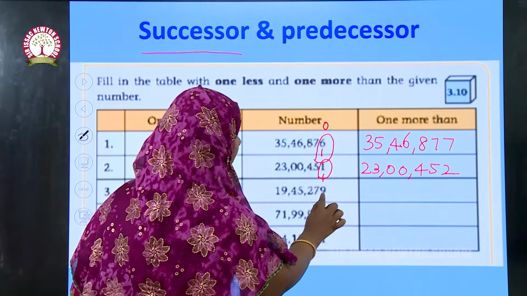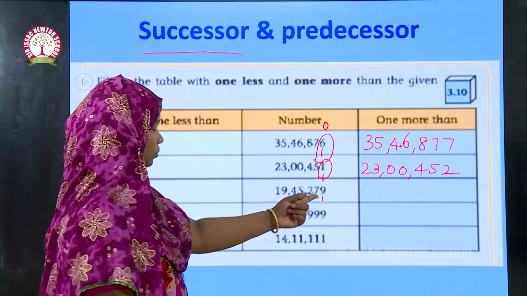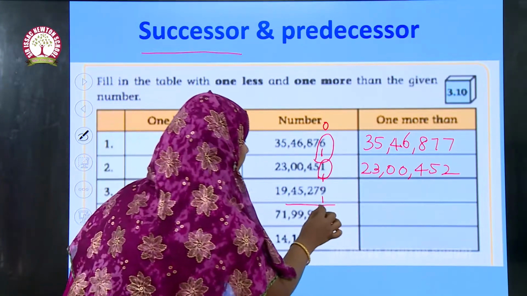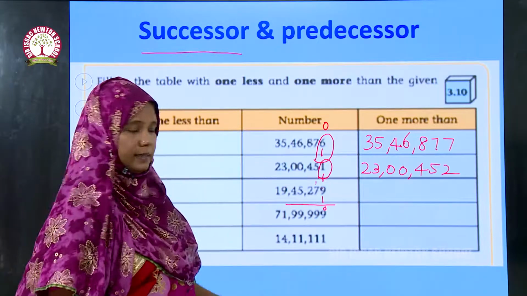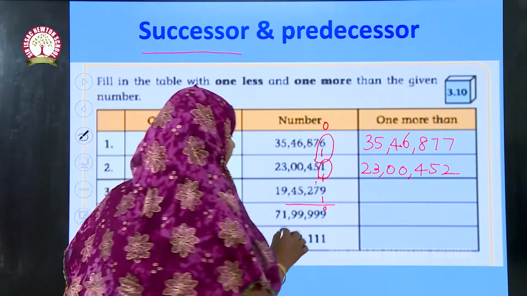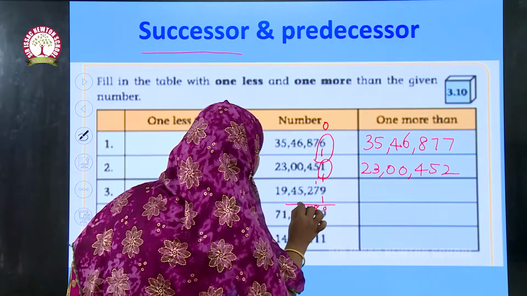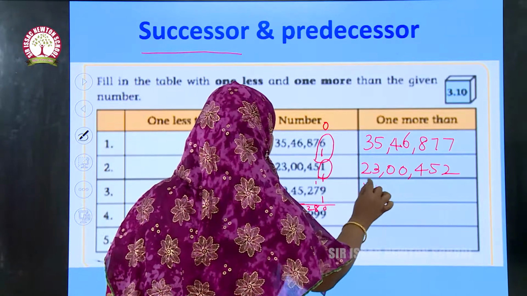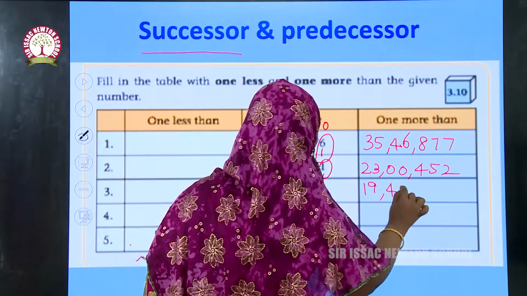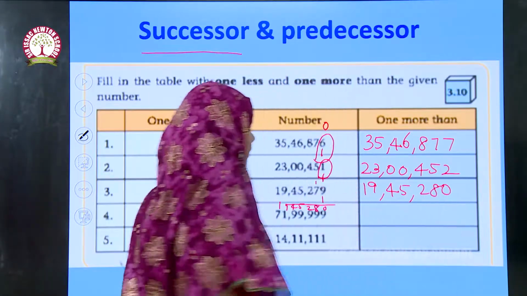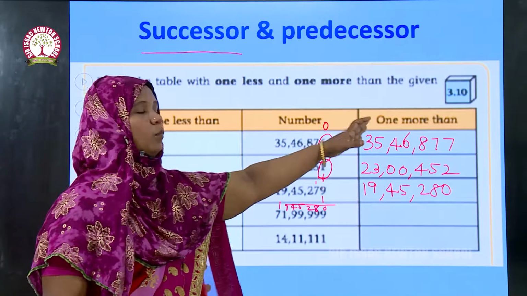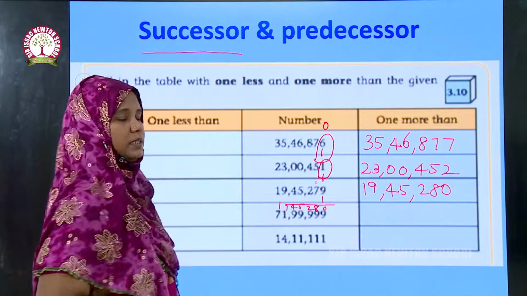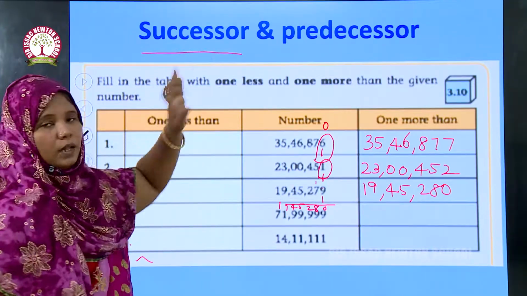See here. What happens when I add 1 to the ones digit? What is 1 plus 9? 10. So I write 0 and carry 1 to the next number. What is 1 plus 7? 8. The remaining digits come as they are. So we get 19 lakhs 45,280. Is this clear? Add 1 to the digit in the ones place, that is 1 more than. That is called the successor.